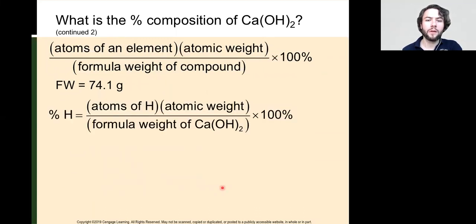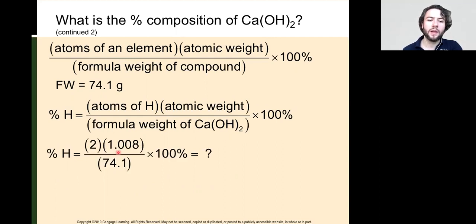Then for hydrogen, you do the same thing again for percent composition. So it's atoms of hydrogen, atomic weight over formula weight of calcium hydroxide. So it's 2 times 1.008 over 74.1 times 100%.